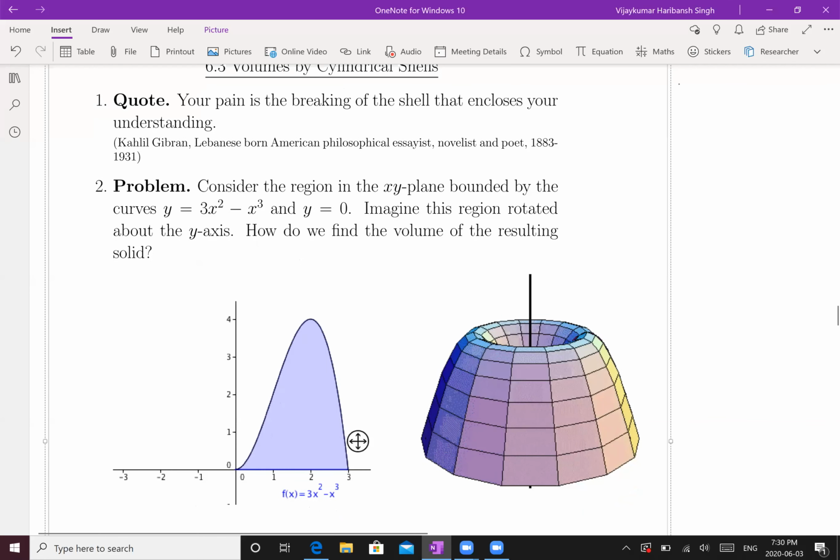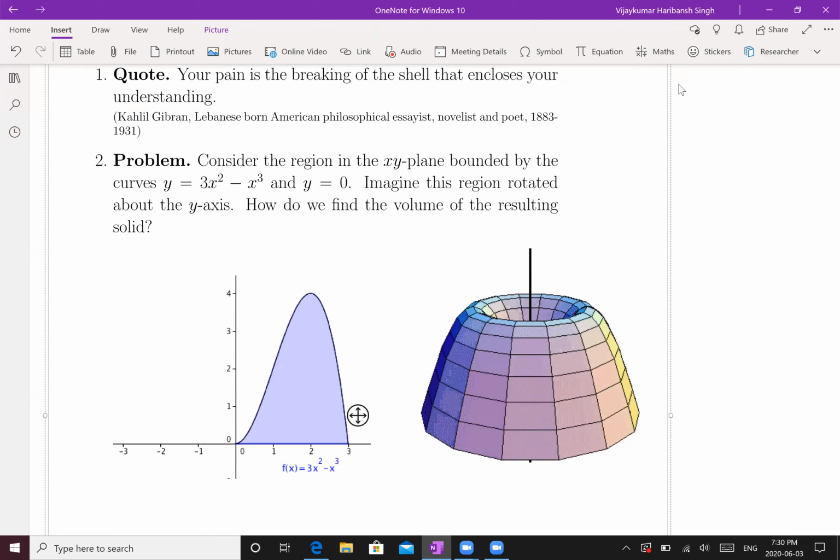So consider the following region, which is bounded by 3x squared minus x cubed. So this is how it looks. It's a cubic curve and y equals 0. So this blue region, you want to rotate it around the y-axis. So you rotate it around the y-axis, and it will look somewhat like that.